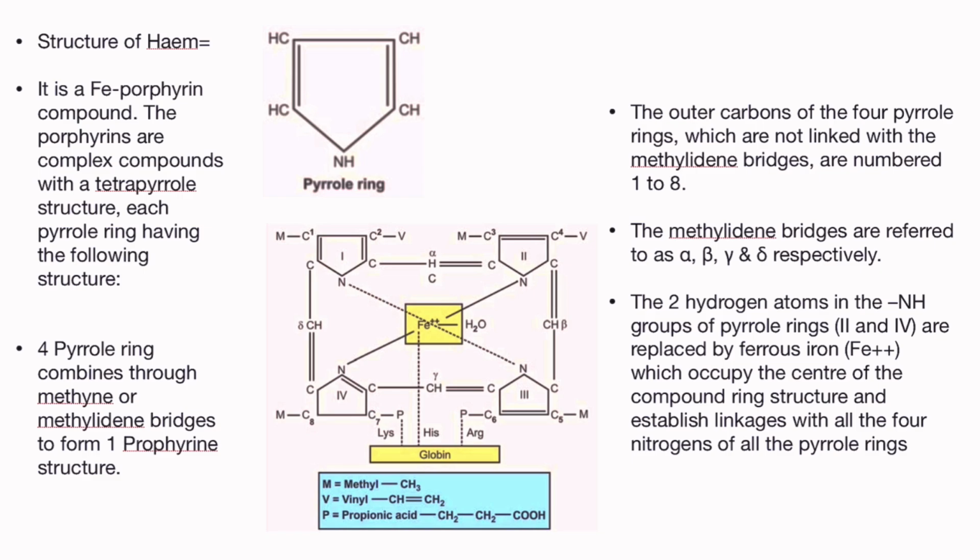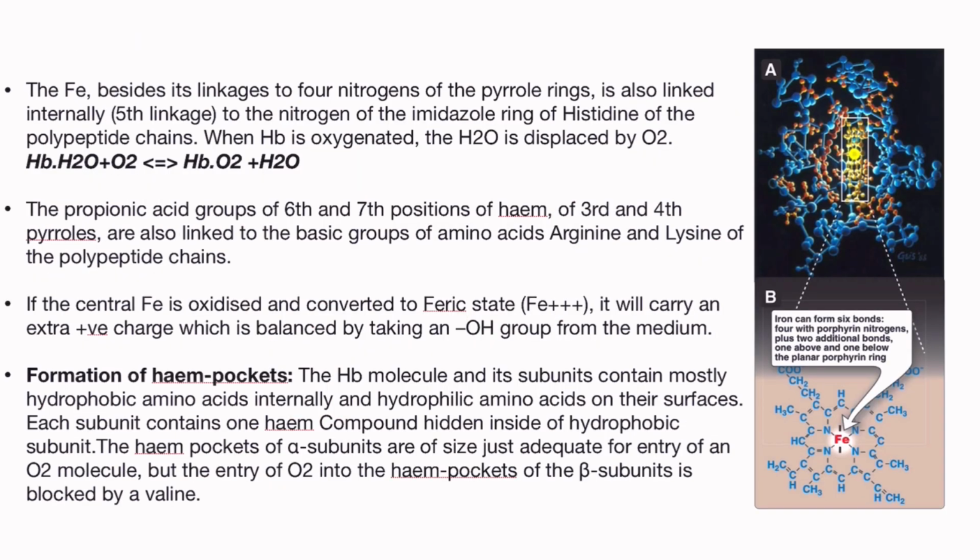2 hydrogen atoms in the amino group of pyrrole rings, second and fourth position, are replaced by ferrous iron, Fe2+, which occupies the center of the ring structure and establishes linkage with all 4 nitrogens of the pyrrole rings. The iron, besides its linkage to the 4 nitrogens of pyrrole rings, is also linked internally by a fifth linkage to the nitrogen of the imidazole ring of histidine of the polypeptide chains. When hemoglobin is oxygenated, the water, H2O, is displaced by oxygen.